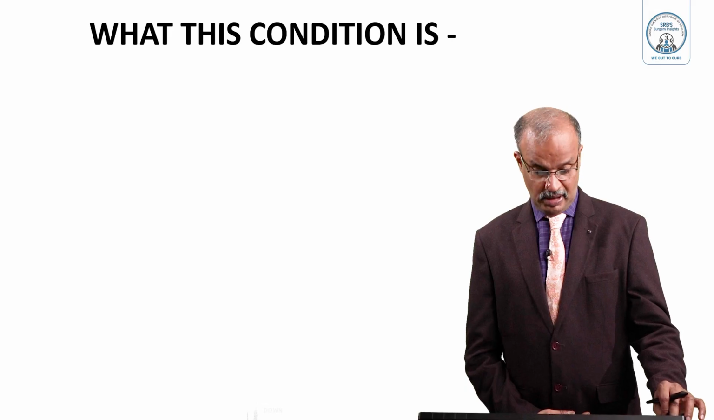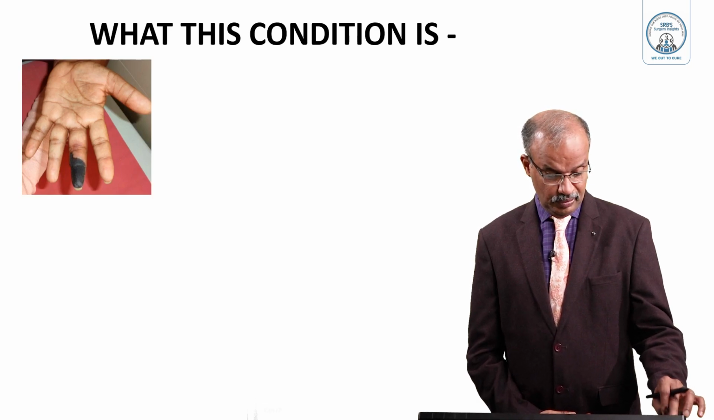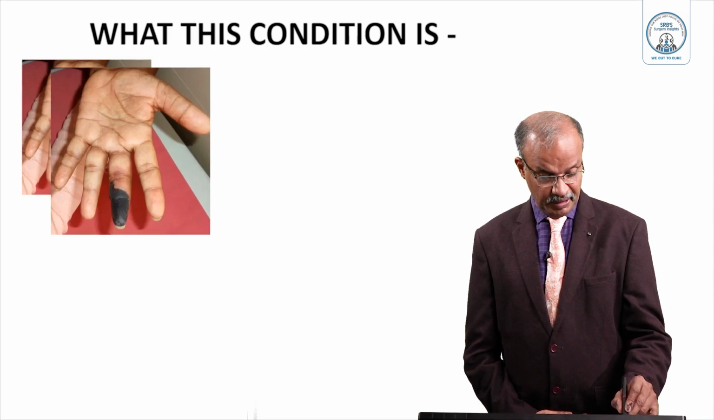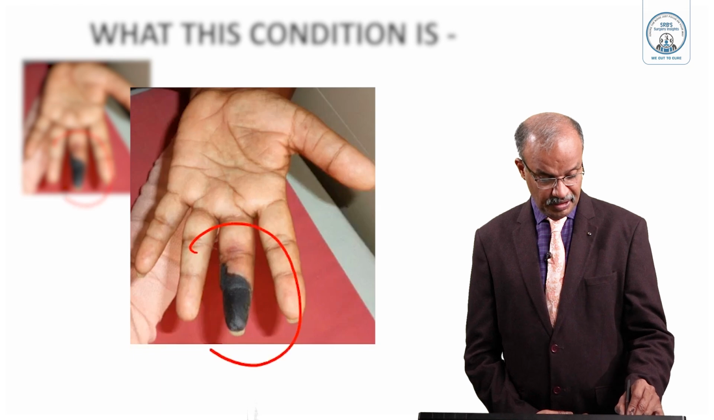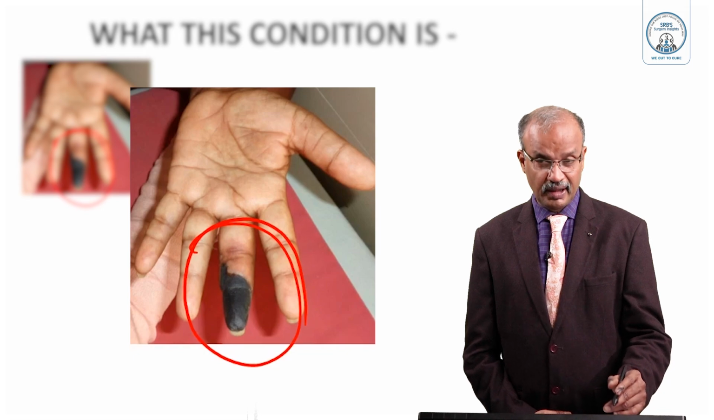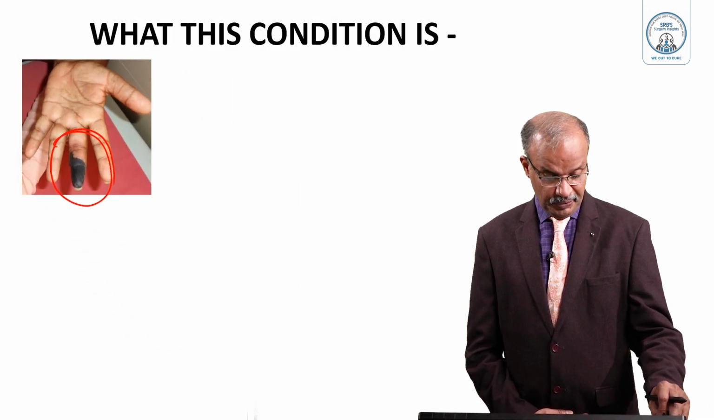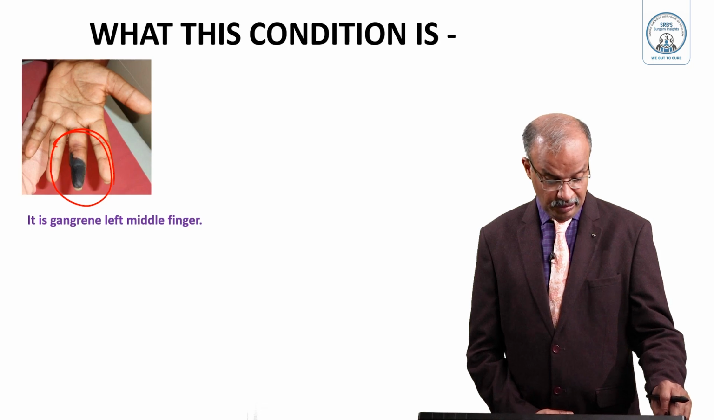Hello students, we will discuss an interesting topic today, case discussion. We will just see what this is, then you can have an idea what this condition is. All of you know this is the left hand actually. You can see the black dry area in the middle finger. You can see that it is typically gangrene in the upper limb. So this entity is gangrene of the left middle finger.